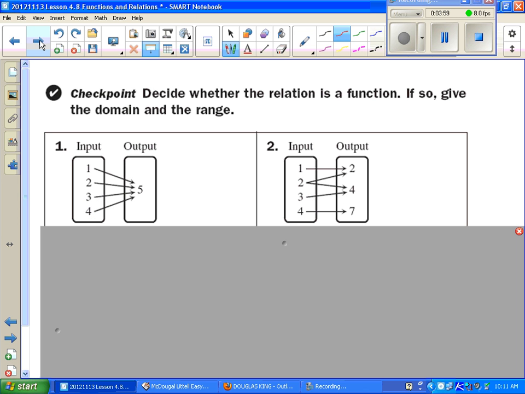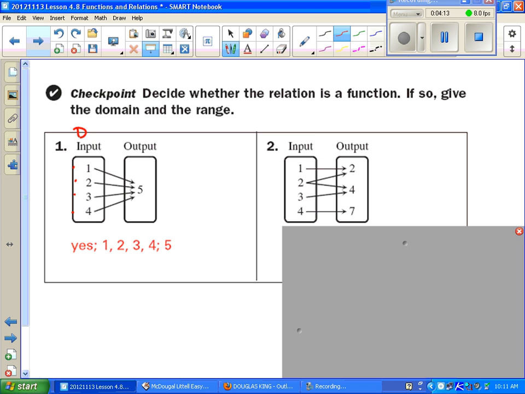Okay, the first checkpoint's deciding whether each relation is a function or not. The first one, as you check your domains, remember input's the same thing as domains. Each of those values only has one arrow apiece leaving it. Therefore, this one is a function, yes.